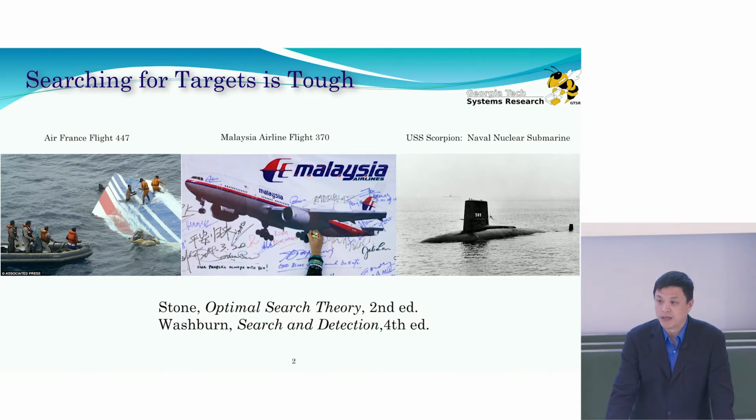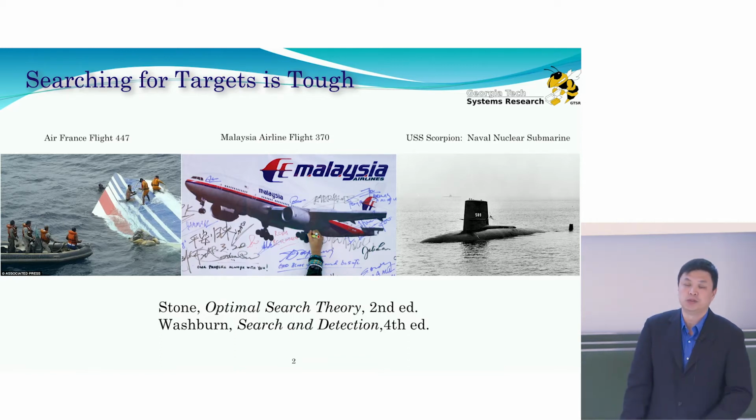And actually, the search problem has a long history. It dates back at least to 1968, where the U.S. Navy lost a nuclear submarine off the coast of Gibraltar, and they had to find it, and eventually they found it. And this motivated the development of something called search theory.